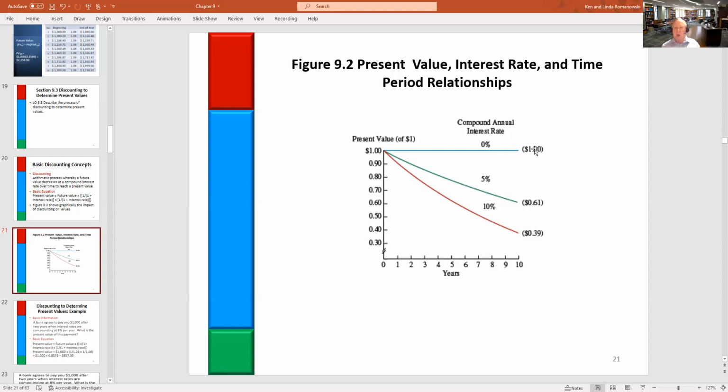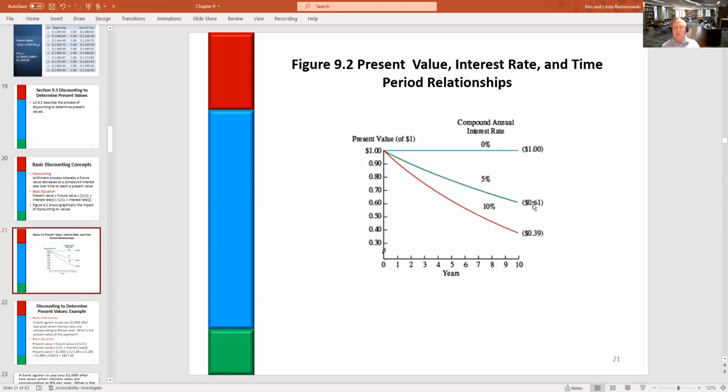So if it's a $1,000 bond, you would multiply it by $1,000. On the other hand, let's say, for example, you're trying to discount something over 10 years at an interest rate of 5%.